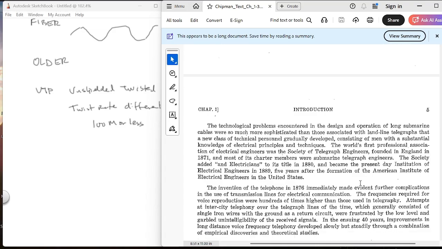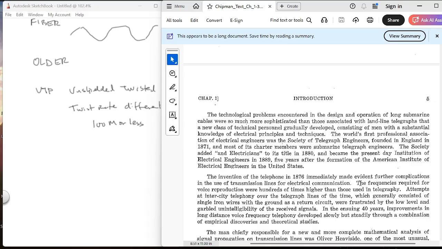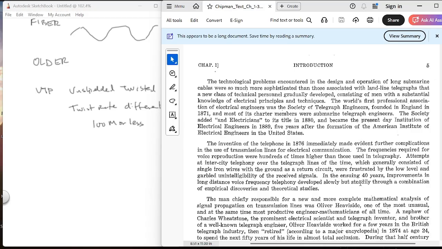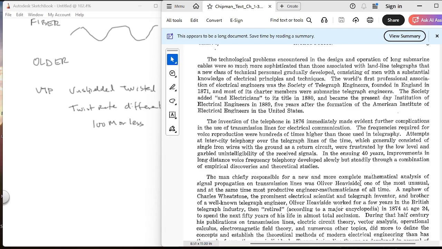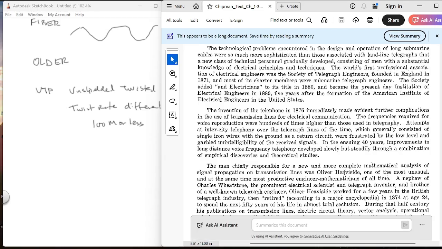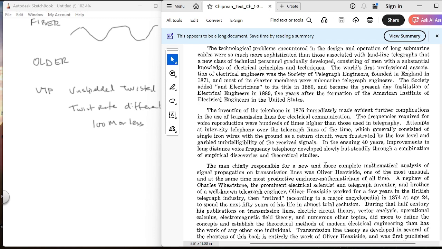Now, in this period of time, there were some people that were doing some of this theoretically, and those people were the really big guns. So this guy right here, the man chiefly responsible for new and more complete mathematical analysis of signal propagation on transmission lines, was Oliver Heaviside. Now, does anybody ever remember hearing of Oliver Heaviside anywhere else? Okay, he was the guy that invented Laplace transforms. So if you want to blame somebody for Laplace transforms, blame this guy.